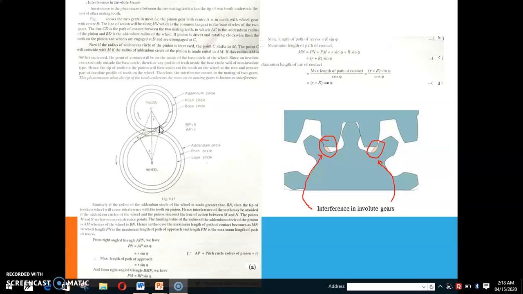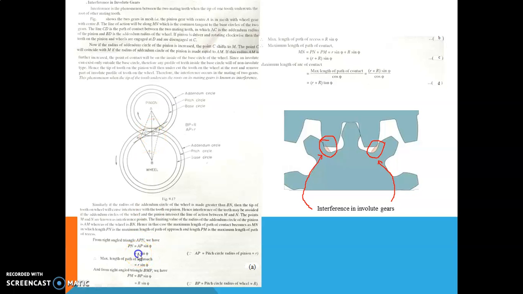Hence, in that case, the maximum length of path of contact becomes MN, in which the length PN is the maximum length of path of approach, and length PM is the maximum length of path of recess. Now, from triangle APN, we have PN equals AP multiplied by sine of phi. We know AP is small r, so replace AP by small r into sine of phi. So the maximum length of path of approach equals small r into sine of phi.